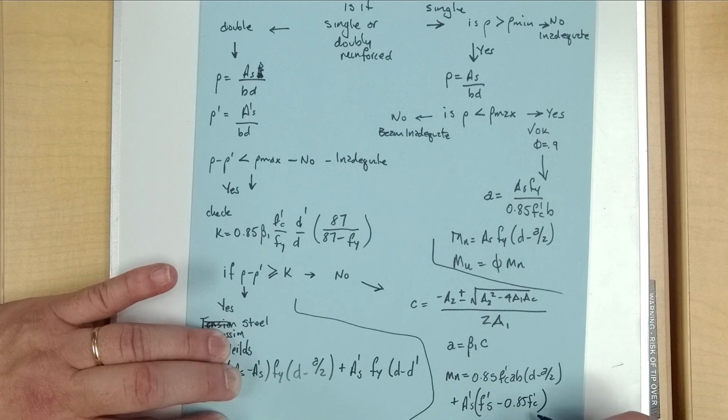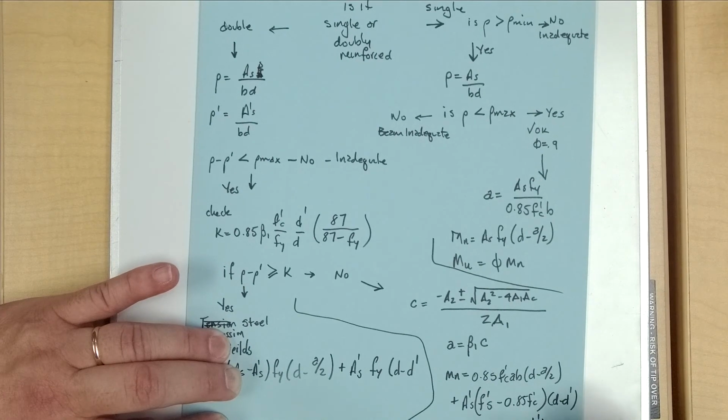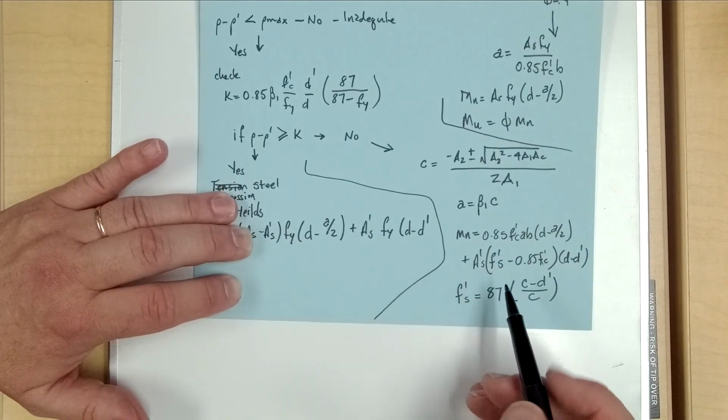And we'd want to check the set of brackets I gave you. I think I put the bracket on the wrong side of A prime s multiplied by (d minus d prime), where f prime s is equal to 87 multiplied by (c minus d prime over c). And this is definitely, go back to your notes before and make sure this is A prime s multiplied by this whole quantity. Can you move it up? Yeah, I'm sorry.